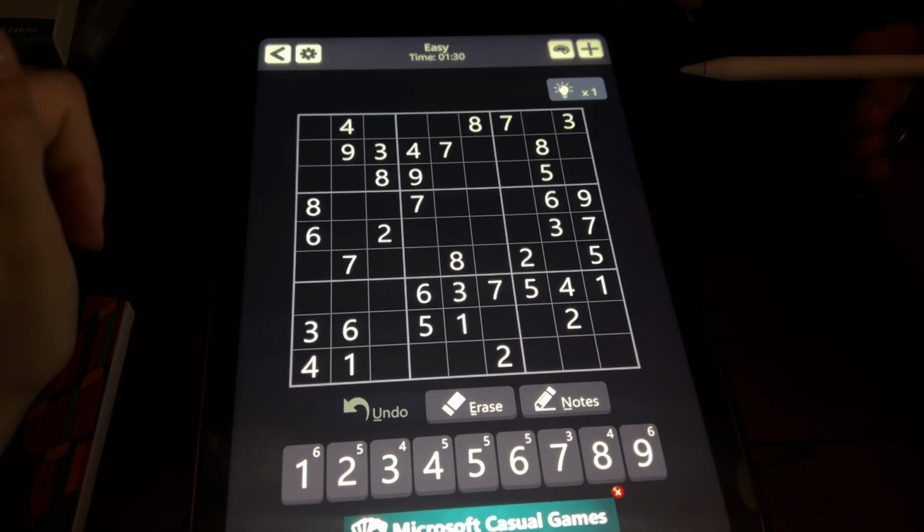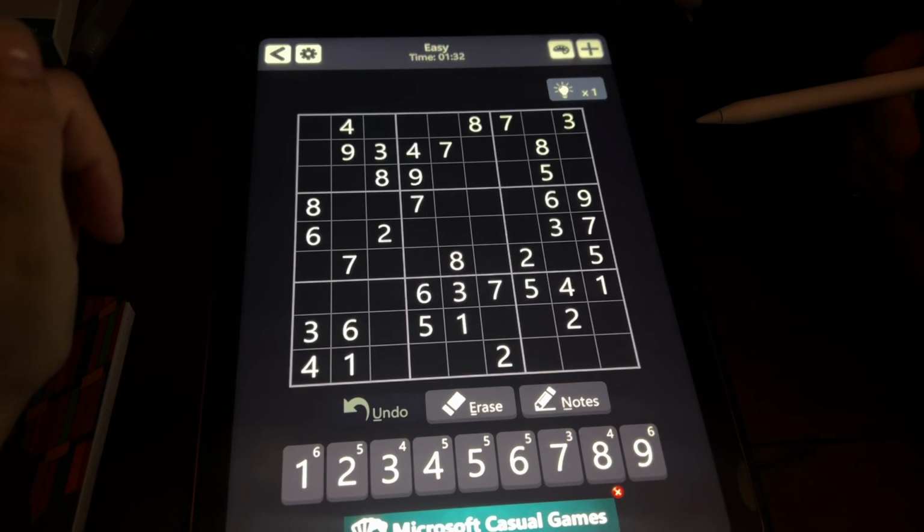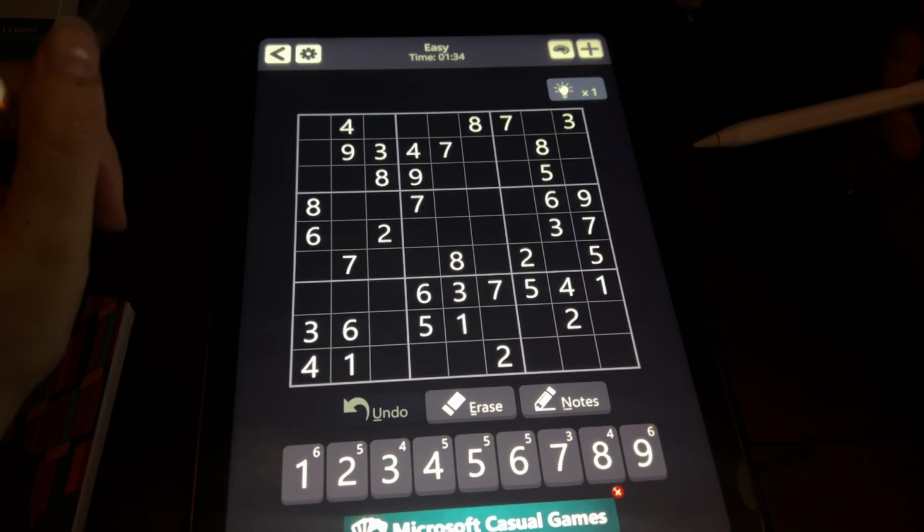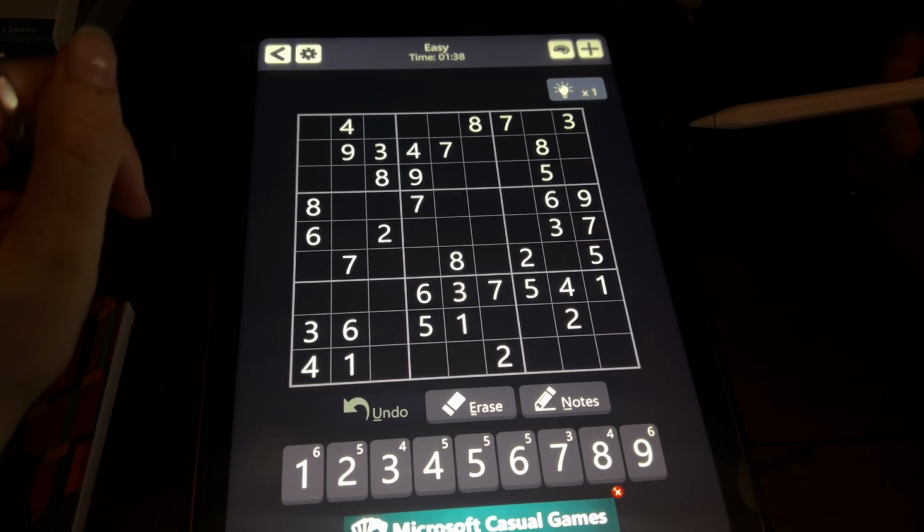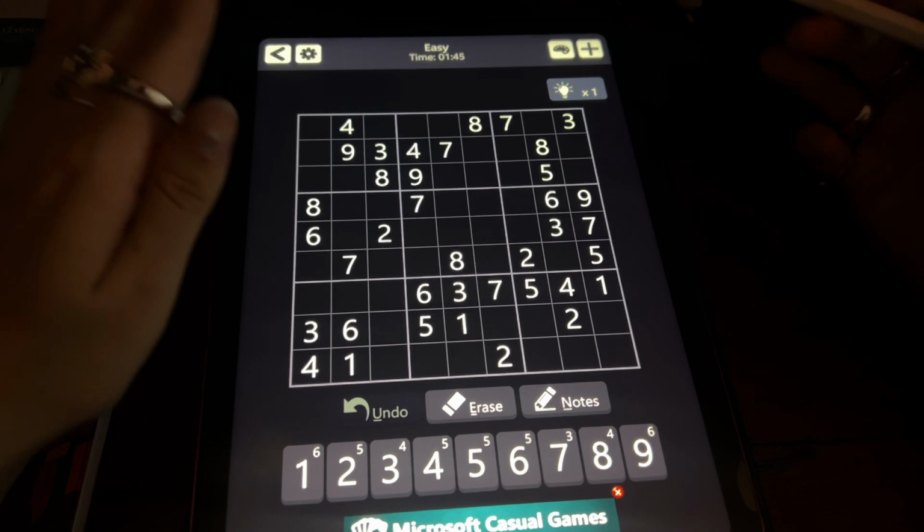Microsoft Sudoku on my iPad together. We're going to start with an easy one because it's a bit embarrassing if I start with a medium one and struggle. So we're starting easy.